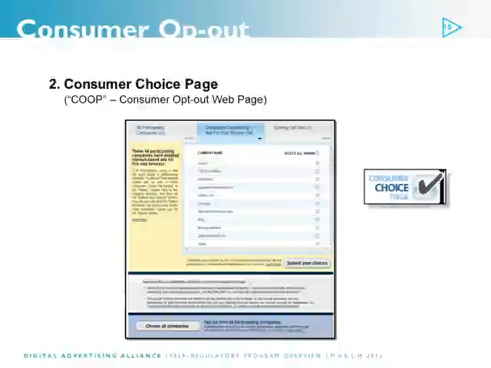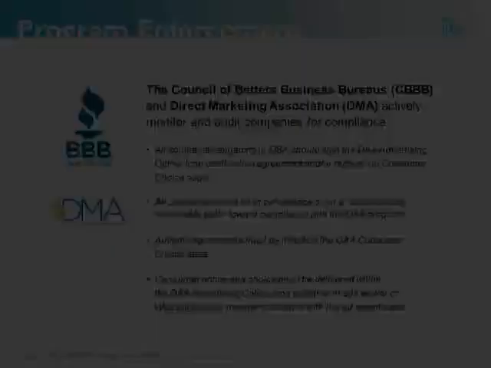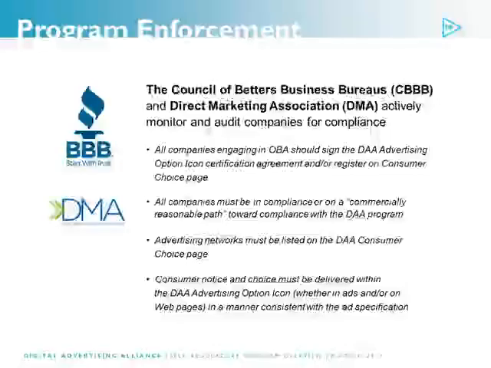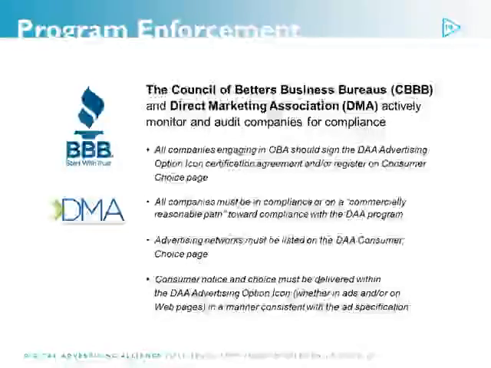So that's, at a very basic functional level, how the program works: how the icon displays, what it clicks through to, what consumers see, and how they exercise that choice. Those are really the key components that the DAA was designed to address from the beginning: consumer education on what OBA is, giving them the relevant controls in their hands, allowing them to exercise that choice, and then respecting that choice over time.